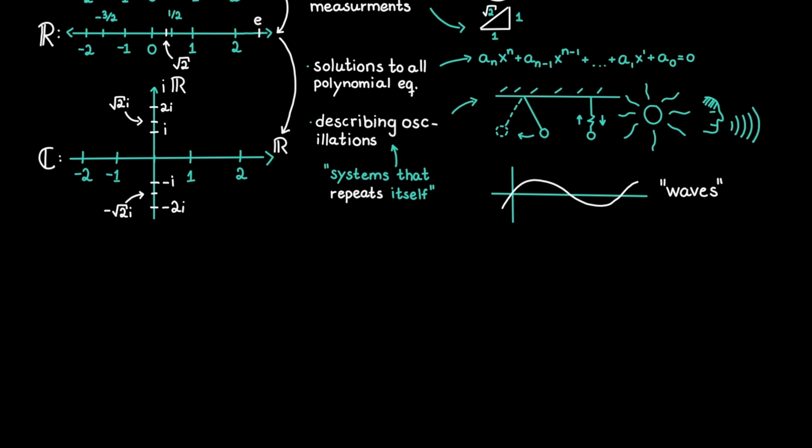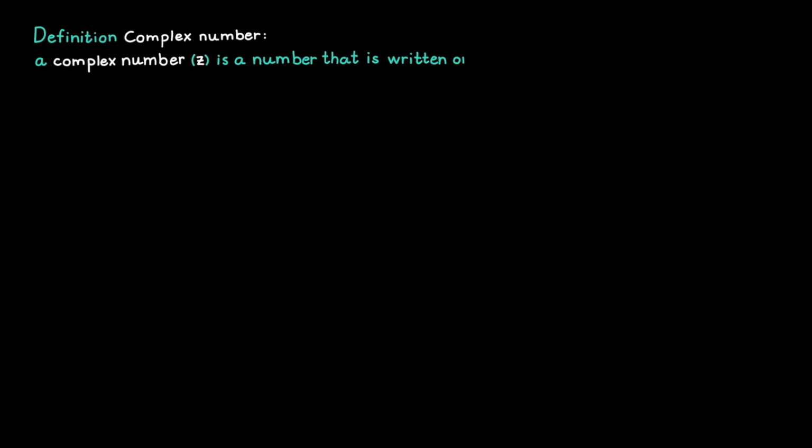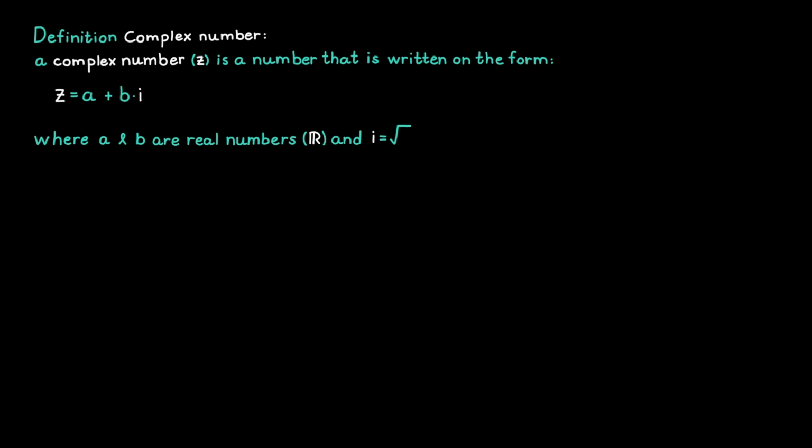So without further ado, let's continue by defining a complex number. A complex number, which we usually denote by the letter c, is a number that is written on the form c is equal to a plus b times i, where a and b are real numbers and i is the imaginary unit we introduced before, which is equal to the square root of minus 1. And as you can see here, a complex number is actually made up of 2 parts. You have a, which is called the real part, and you have b, which is called the imaginary part.